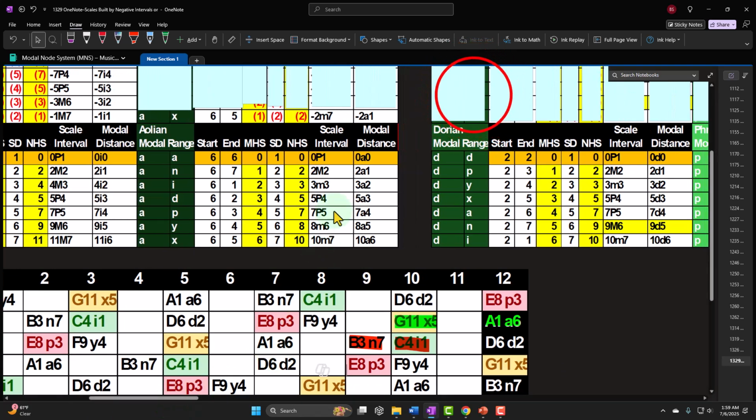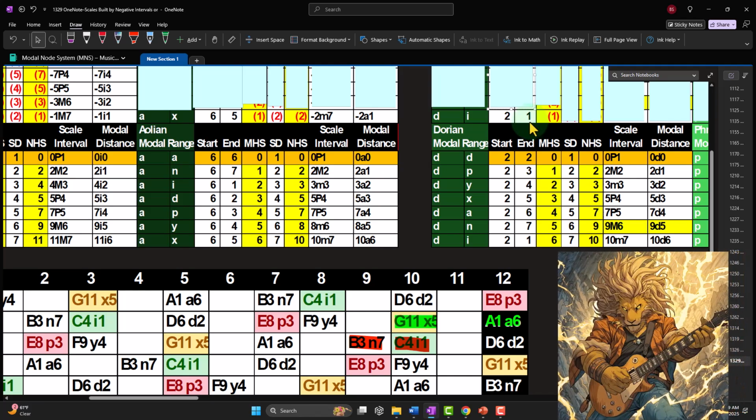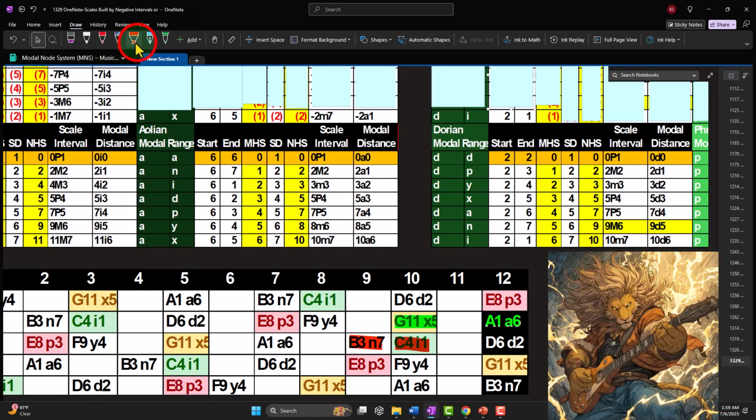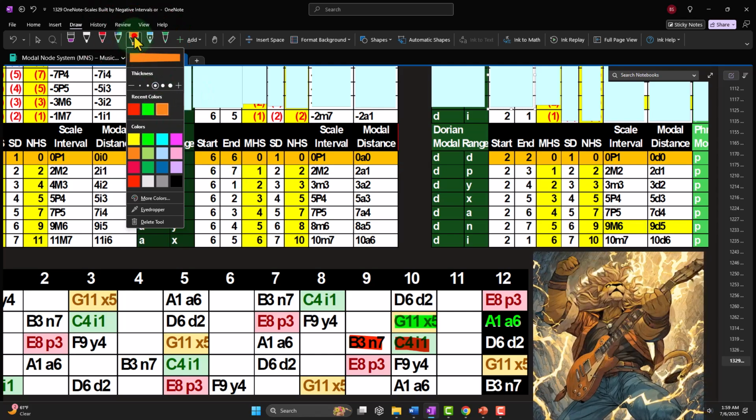If I go to the Dorian, and let's say that we go back one step from the Dorian, we'd end up on the Ionian. Why? Because the Dorian is 2, Dorian minus 1 step would get us to 1, so it's a 2-1 modal range. Let's pick up another color here and say we're on the Dorian.